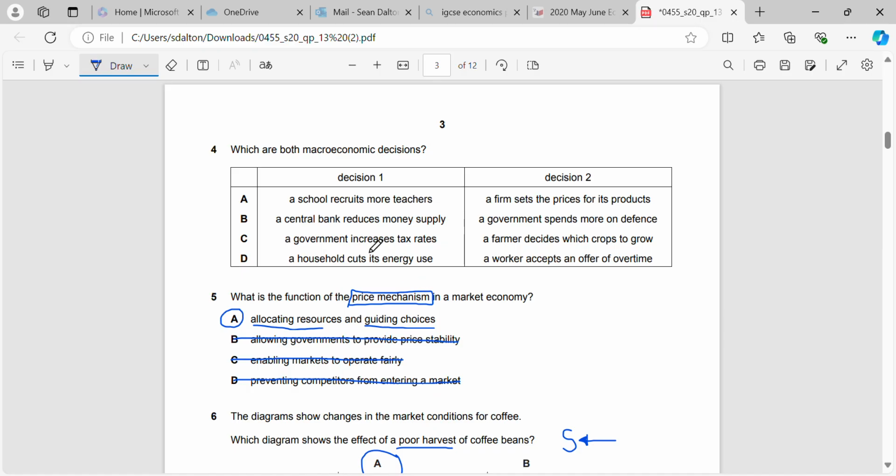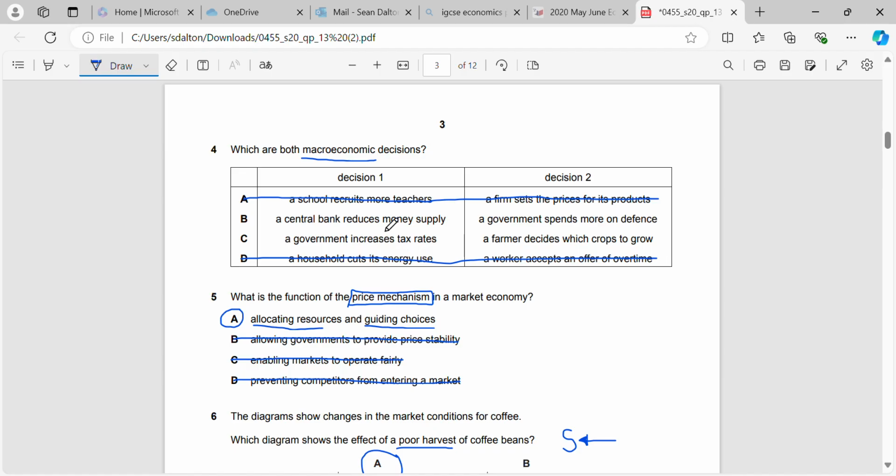Okay, question 4. What are both macroeconomic decisions? So we're looking at what will affect the whole economy. So A is wrong because a school recruits more teachers. Teachers do not affect the whole economy, so that's a micro decision. Household cuts its energy use, that's also a micro decision. Remember, microeconomics is the study and behavior of individuals, firms, households, and individual markets. So a household cutting its energy use is the behavior of a household. Macroeconomics is something which affects the whole economy.